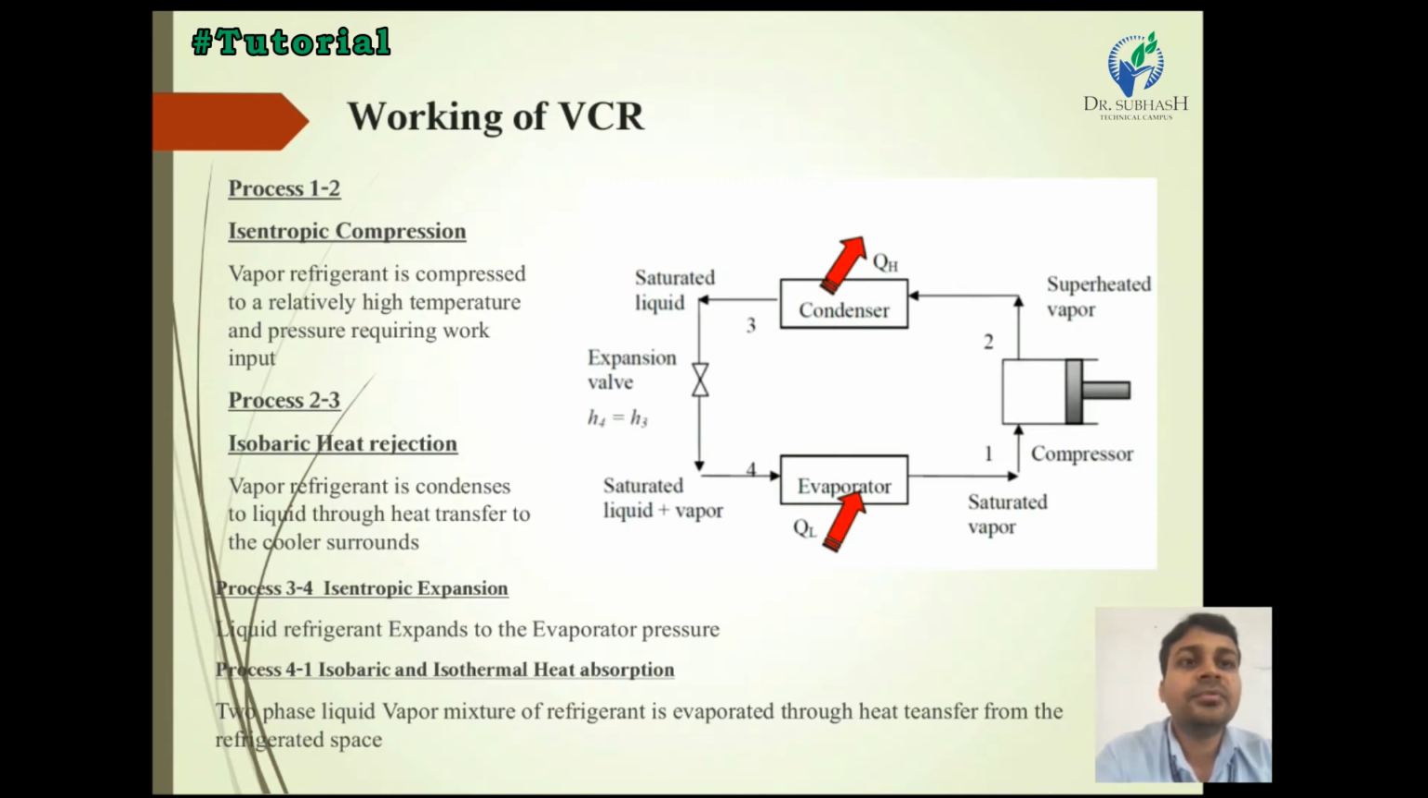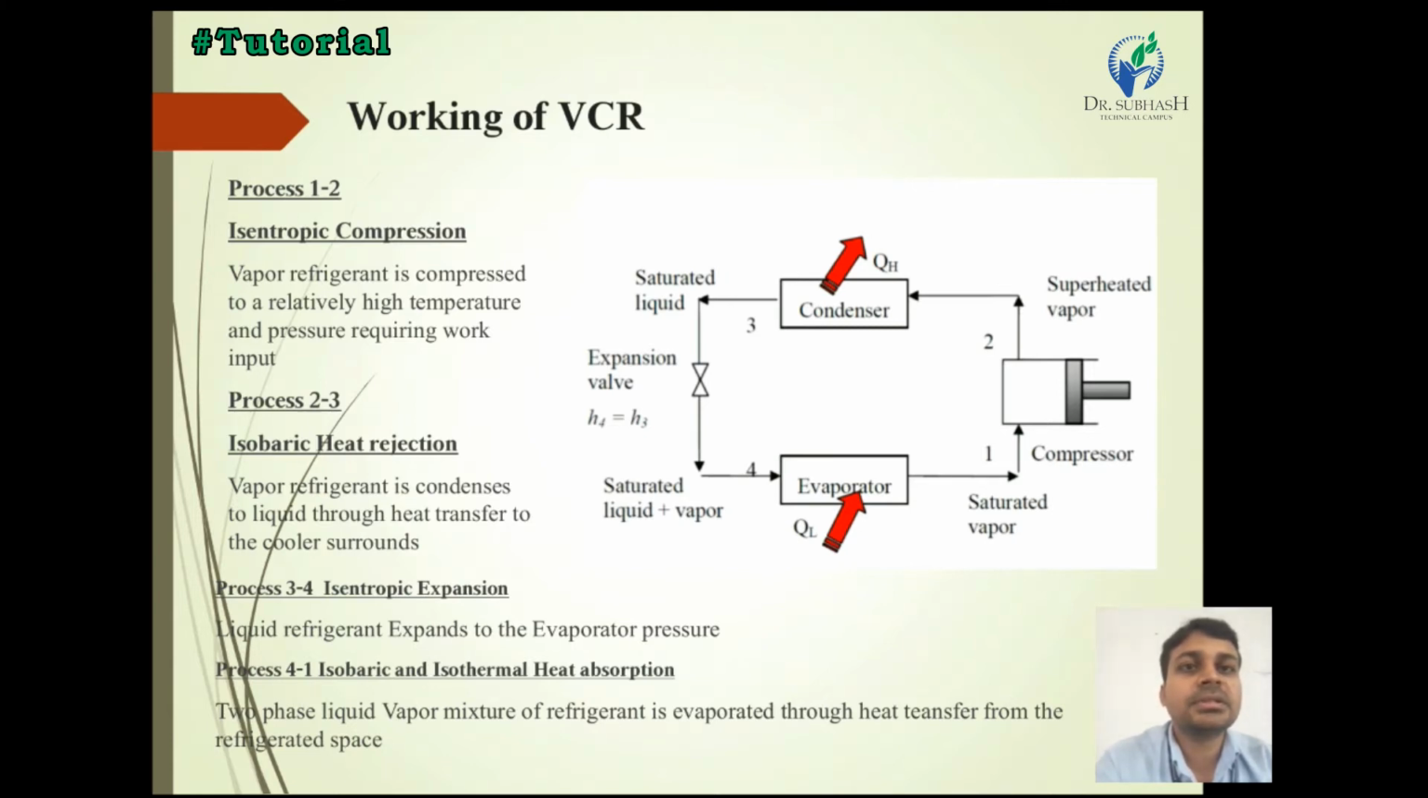Working of VCR, the process 1 to 2, the compression process. Always remember the numbering 1, 2, 3, 4 given in the working of a VCR system. The compressor inlet is always 1. Then the compressor outlet is 2, the condenser outlet is 3, the expansion outlet is 4, and the evaporator outlet is 1. Always remember the compressor inlet is always 1.